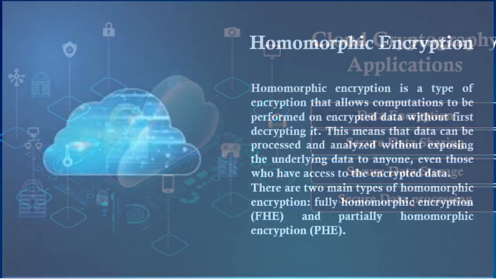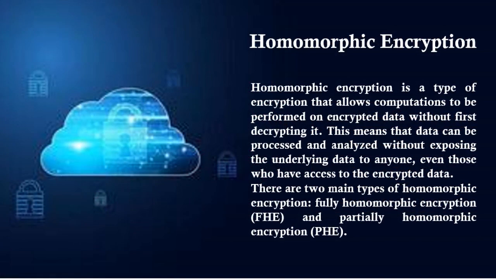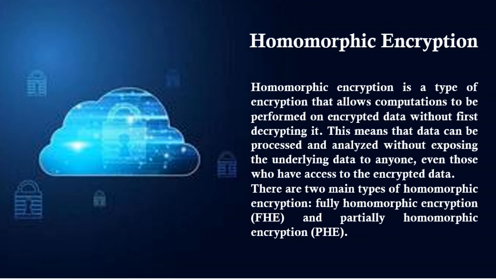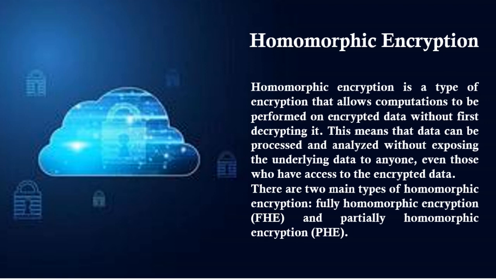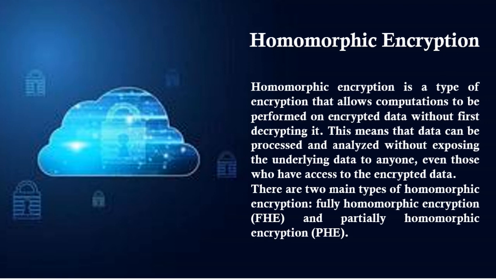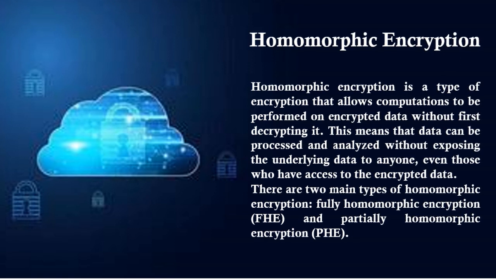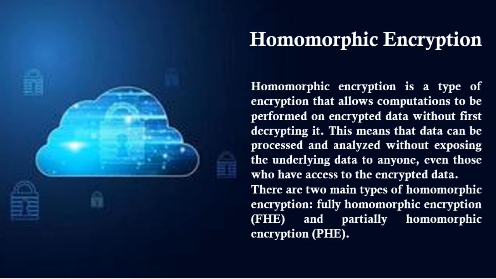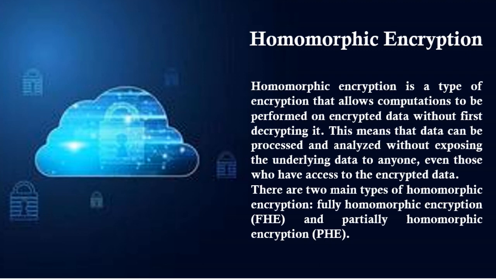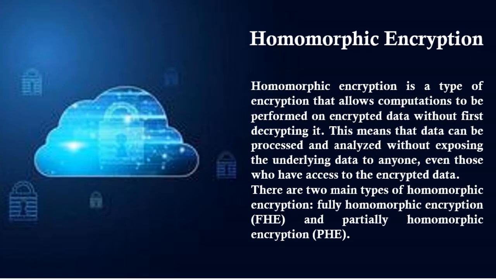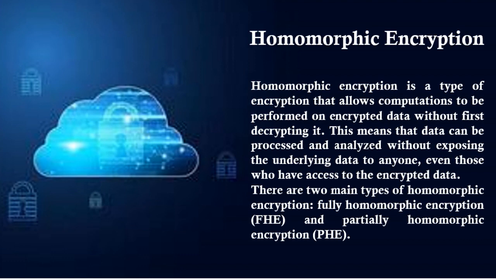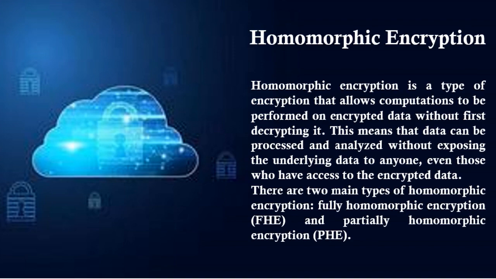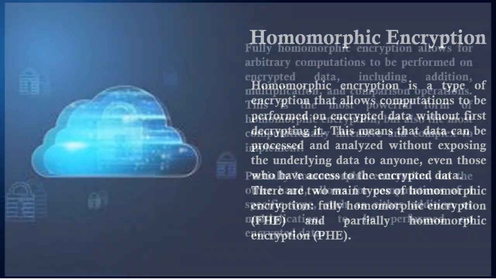data processing. Now, let's discuss homomorphic encryption. Homomorphic encryption is a type of encryption that allows computations to be performed on encrypted data without first decrypting it. This means that the data can be processed and analyzed without exposing the underlying data to anyone, even those who have access to the encrypted data. There are two main types of homomorphic encryption, namely fully homomorphic encryption and partially homomorphic encryption.